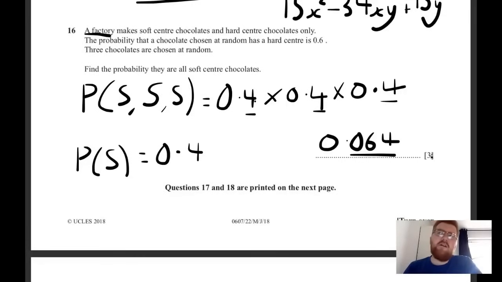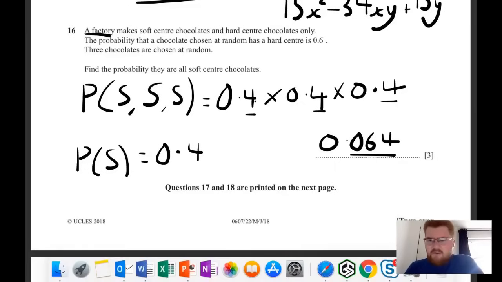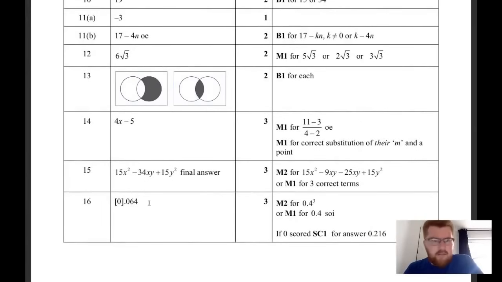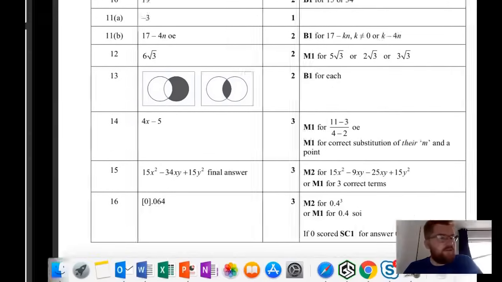And also, the amount of marks they give you is a bit confusing. You'd expect to do more maths to get those 3 marks. So, yeah, not a very nice question. There's the answer, 0.064. I imagine the mark scheme will say something similar to what I said.